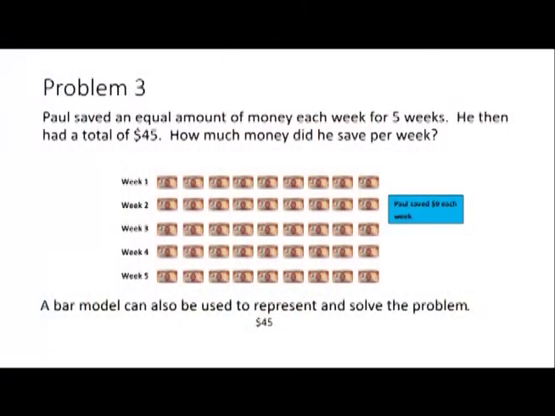There's another way we can visualize a problem, and it's called a bar model. A bar model helps us to see the problem, and it makes it easier for us to solve. So that bar there represents the $45, and I would have had to divide that bar into 5 equal parts. And by counting, I would see that each part is $9. So I got my answer there as well. So visualizing a problem also helps us to solve it.